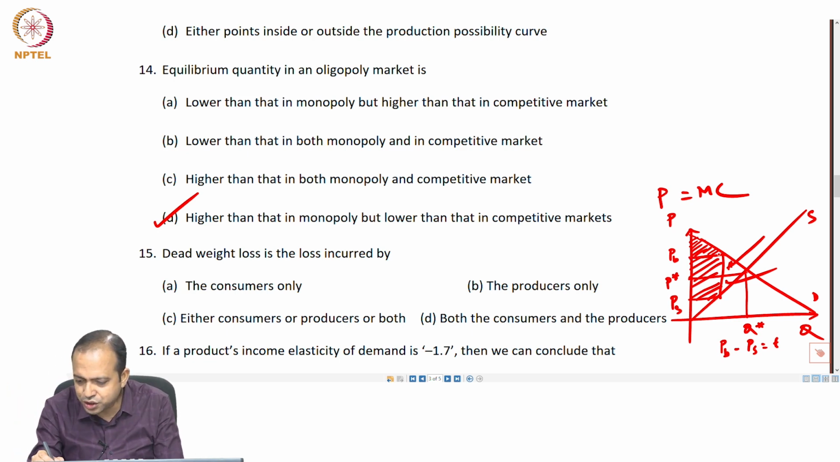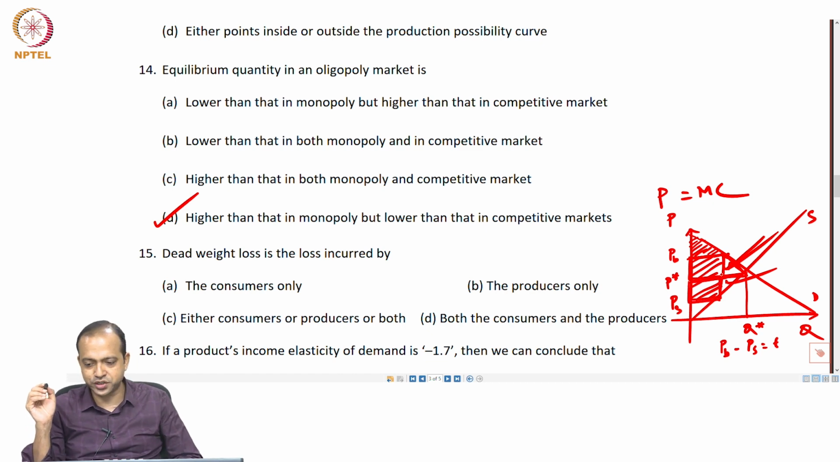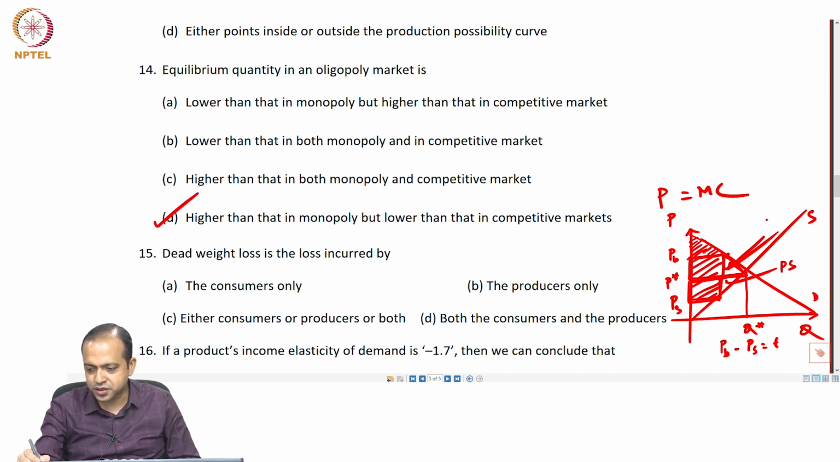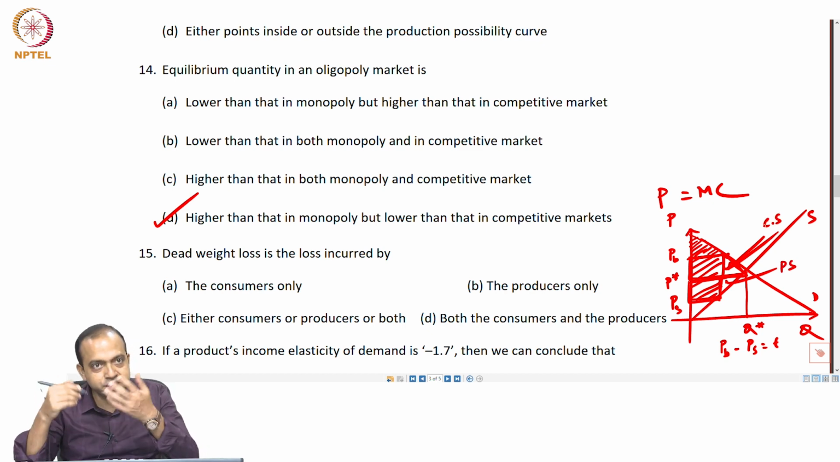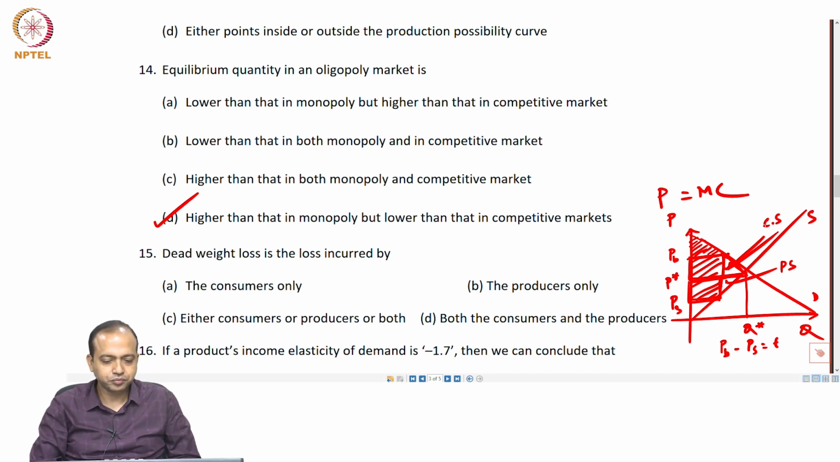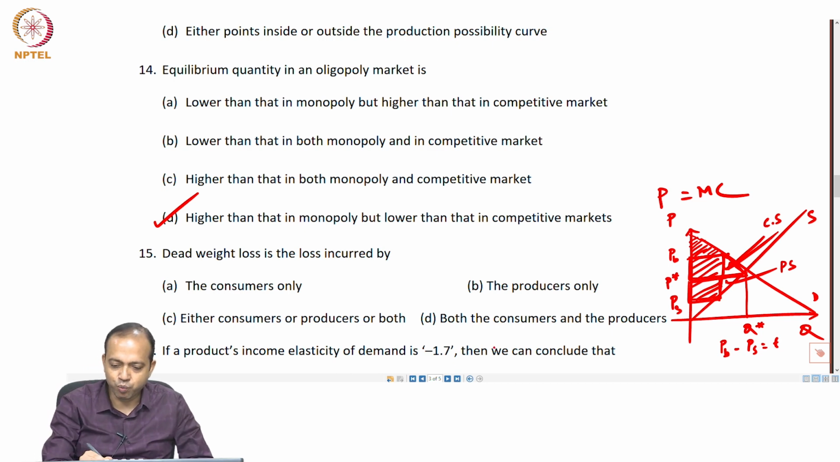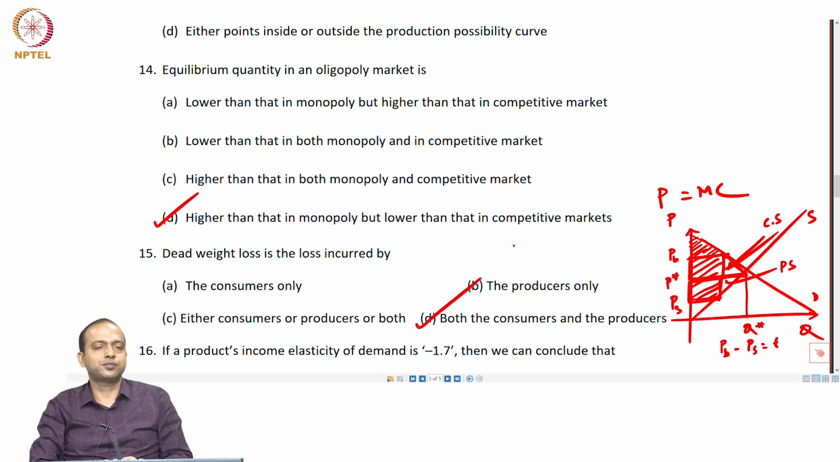So, total loss is actually this area, if you take total loss, but out of which this area is going to the government's pocket. So, this area is not. Similarly, for the producer, this area of the total loss in producer surplus is going to government's pocket, this area is not. So, this is loss in PS, this is loss in CS, and loss in CS plus PS is the deadweight loss. Therefore, deadweight loss is a loss incurred by both consumers and producers.